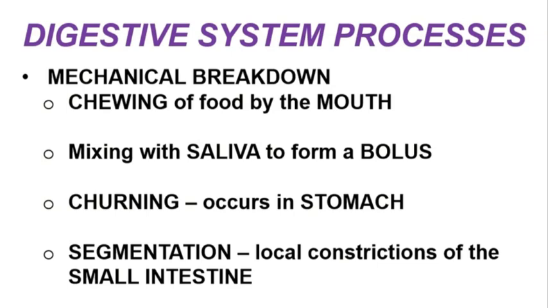Mechanical breakdown begins with chewing of the food in the mouth. We see that chewing is going to break down and smash the food into smaller pieces using both the teeth and the tongue. Next, we see mixing of the food with saliva occurs in the mouth to form what is called a bolus, and the bolus is a mass of food and saliva.